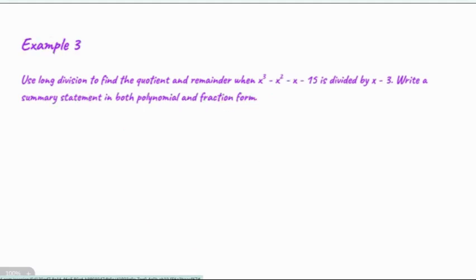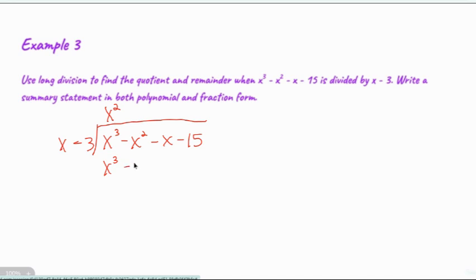All right, one more set of examples, and then I want you guys to try the exit ticket without my guidance on it. So we got x cubed minus x squared minus x minus 15. Then we got x minus 3. All right. So x times something gives me x cubed. Well, we've seen that before. That's just x squared.